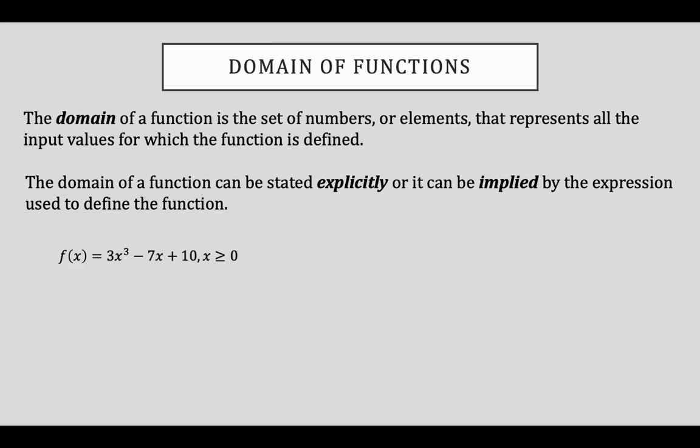The domain of a function can be stated explicitly, or it can be implied by the expression used to define the function. Here we have the function f of x equals 3x cubed minus 7x plus 10, x is greater than or equal to 0. Notice we have this x greater than or equal to 0 next to the function. Here they are explicitly telling us that we are only talking about values of x that are greater than or equal to 0. This is a definition of an explicitly stated domain.